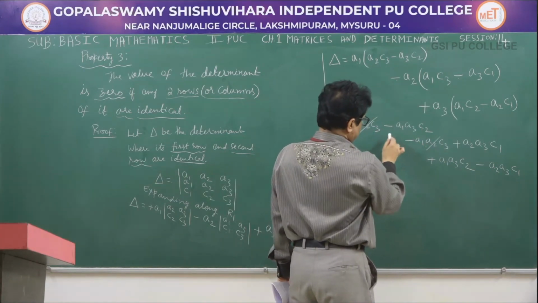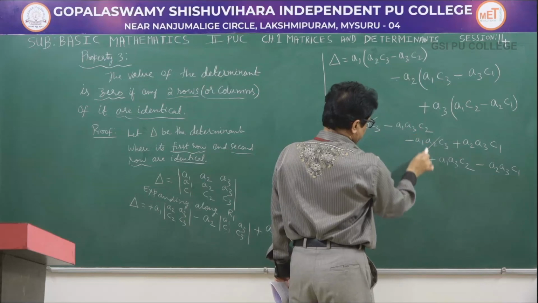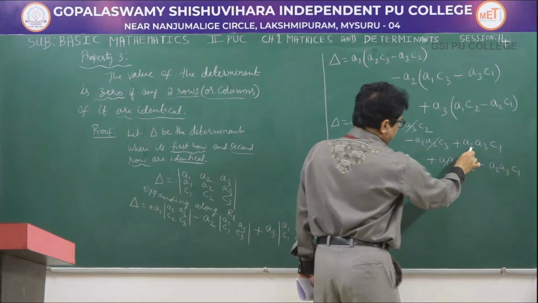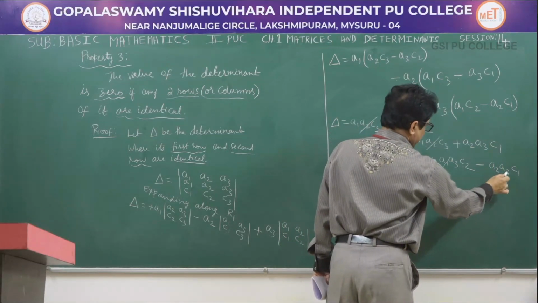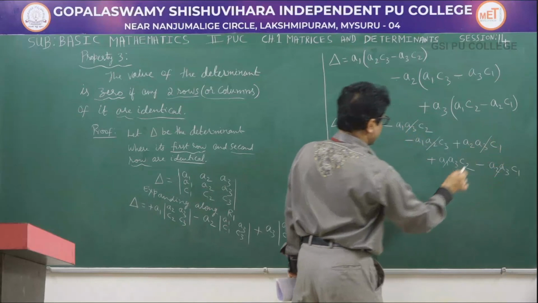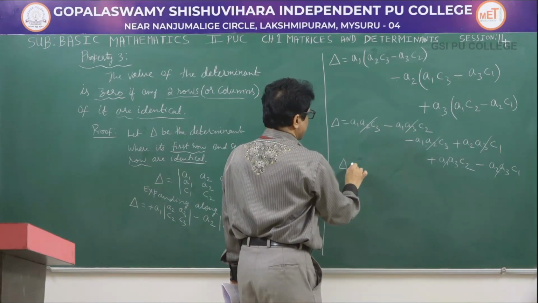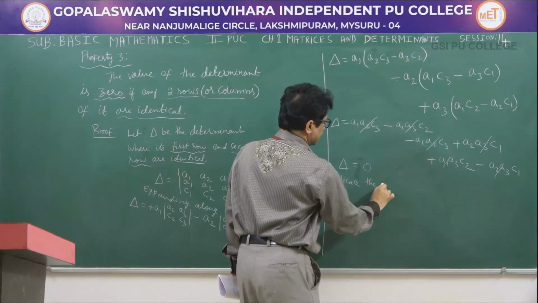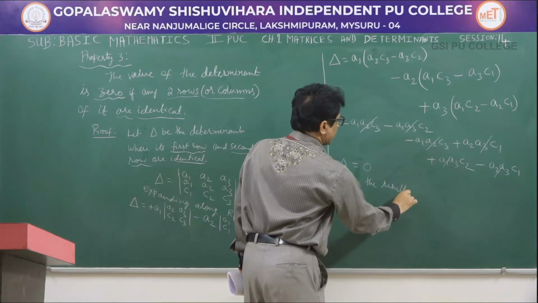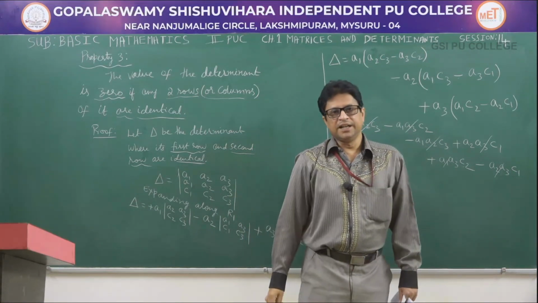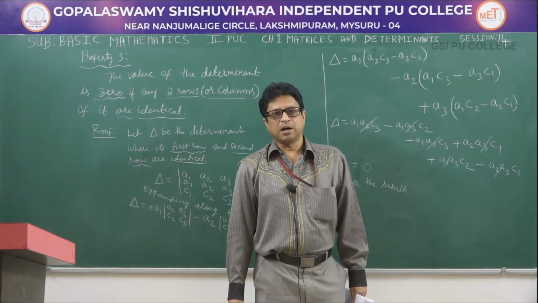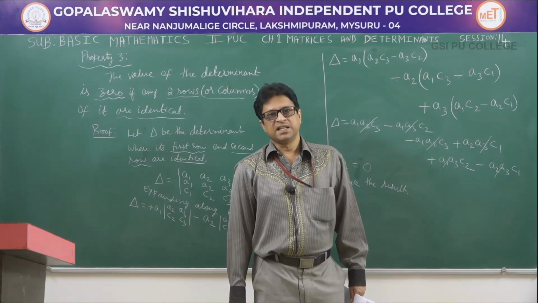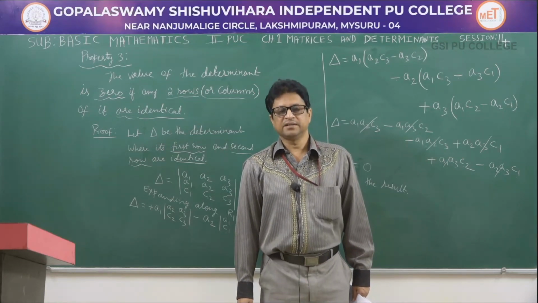A1 A2 C3 minus A1 A2 C3. Next, minus A1 A3 C2 plus A1 A3 C2 will get cancel. A2 A3 C1 minus A2 A3 C1. So these two terms also will get cancel. So delta will be equal to 0. Hence the result. That means if in a determinant any two rows or columns are identical, then the value of the determinant becomes 0. Okay, thank you.